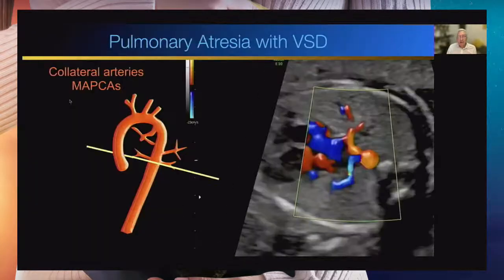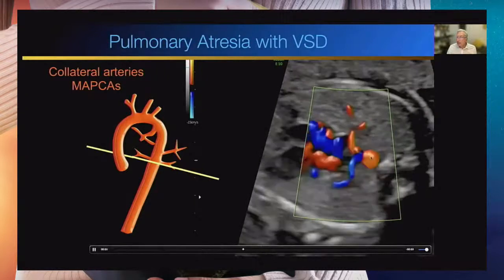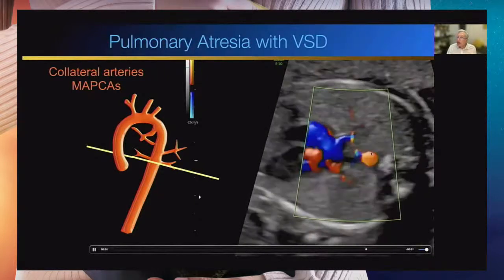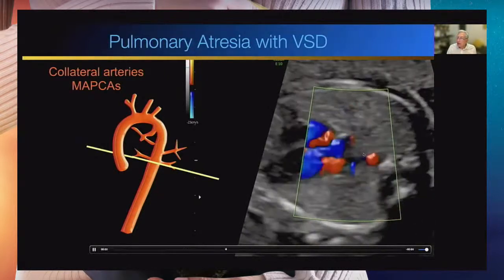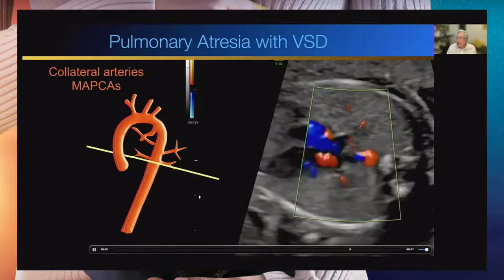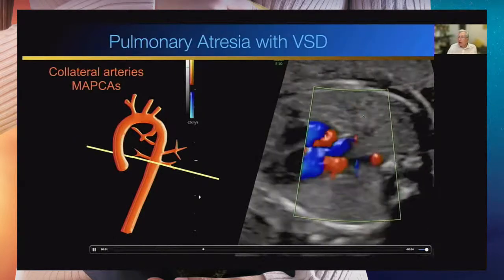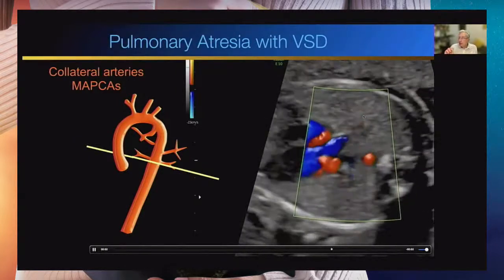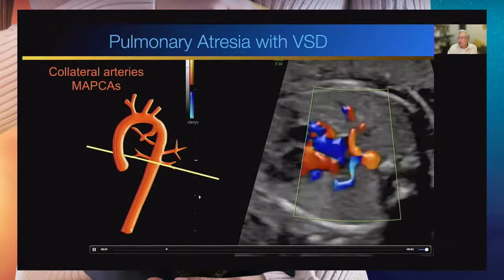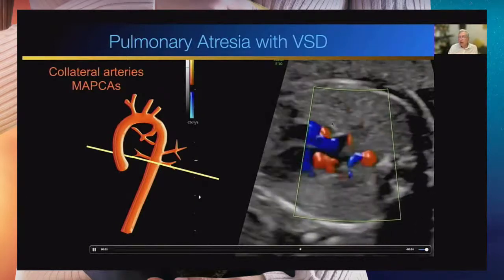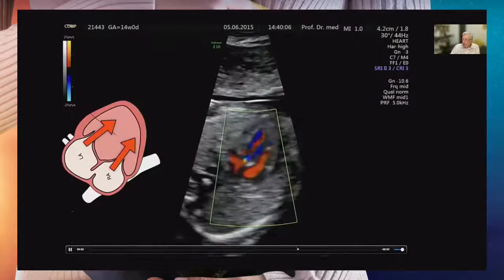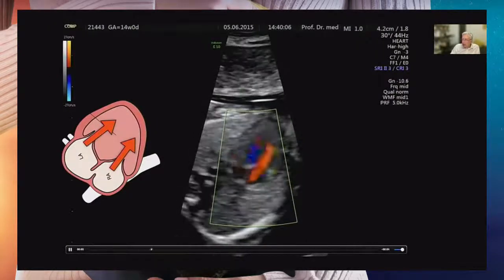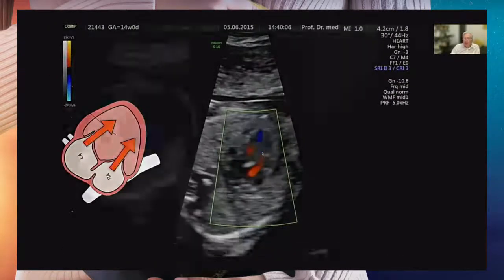Or for example, in situations with pulmonary atresia with VSD, we know that there are aberrant vessels arising from the descending aorta, and these are called MAPCAs. And you see here nicely how out of the descending aorta we have bifurcation of two vessels arising directly into the lung. So a lung perfusion through separate arteries called MAPCAs, and adding the color Doppler. And let me show you another case here of such a situation.